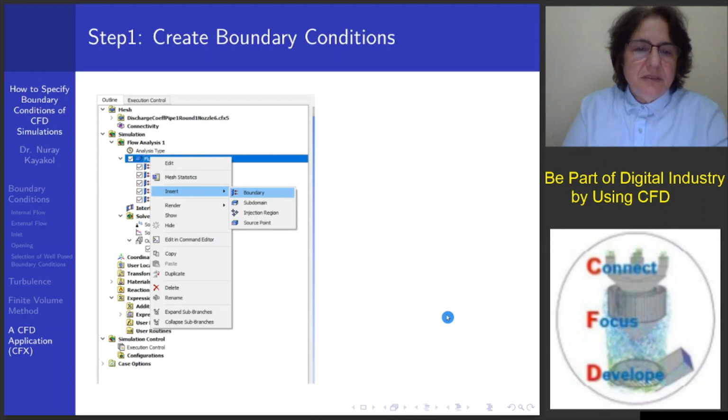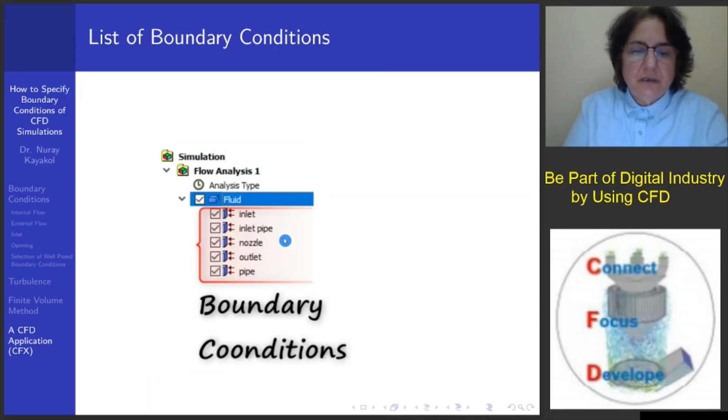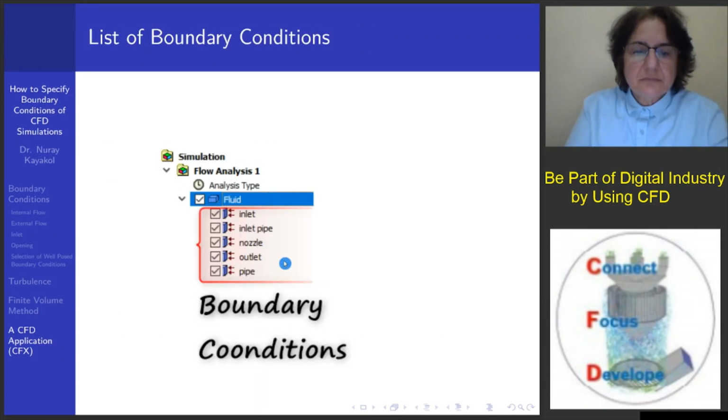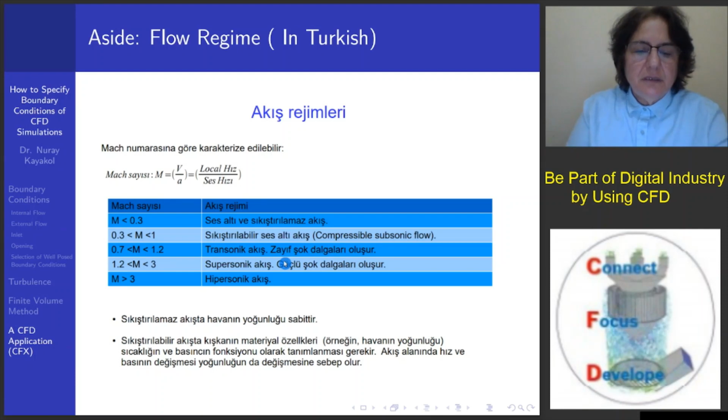If you are not familiar with CFX, I want to show you this tree. You insert the boundary conditions. So here I have inlet and outlet, and then 3 walls. I gave them names: pipe, nozzle, and inlet pipe. If you remember, this is actually Turkish, but I will describe in English.